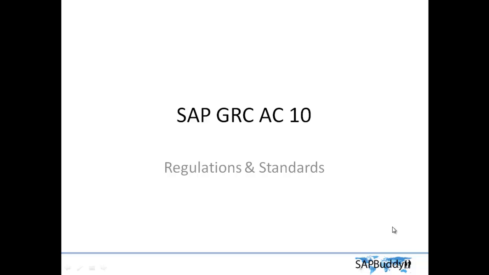In this session, we will discuss regulations and standards. There are many security regulations and standards available around the globe. We will see some of the main regulations, or so-called audit standards, in this session.